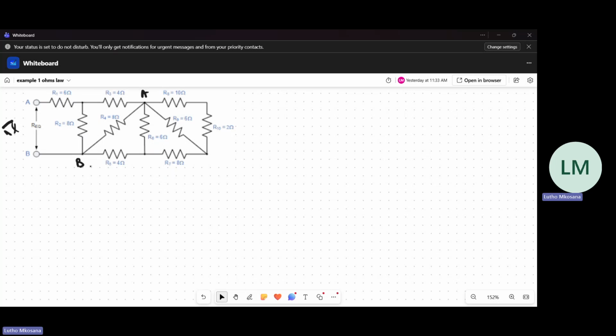So we just have to redraw this circuit in a way that we can analyze a bit better. So if we redraw it, we have point A over there and B. We have resistor 1.